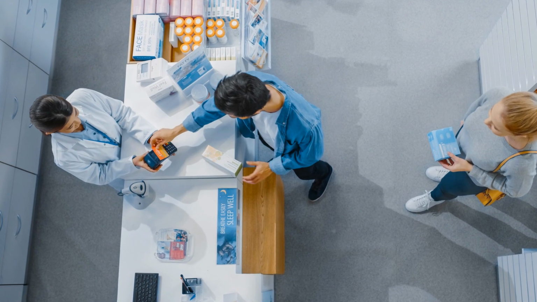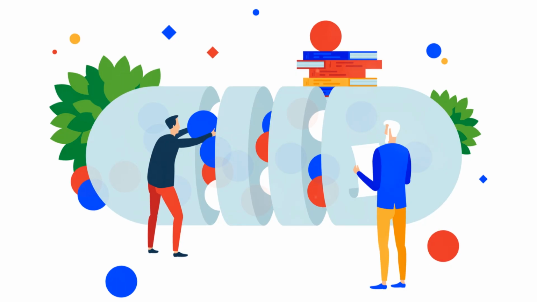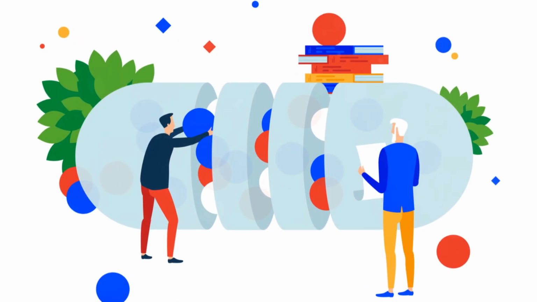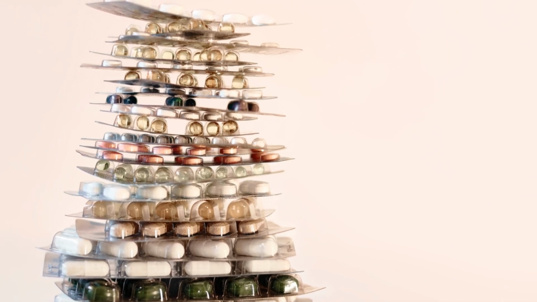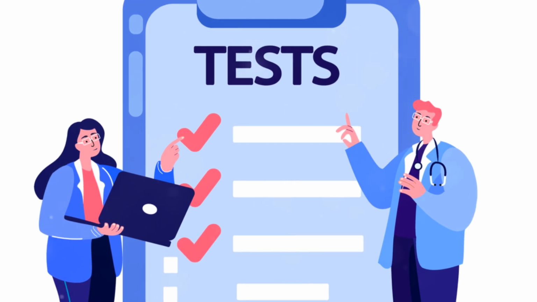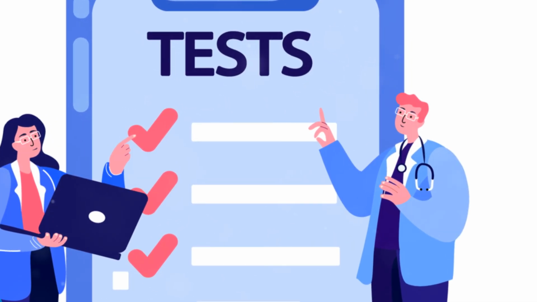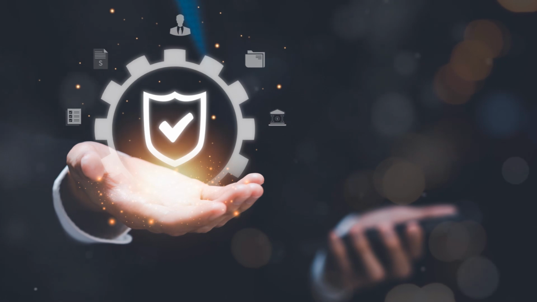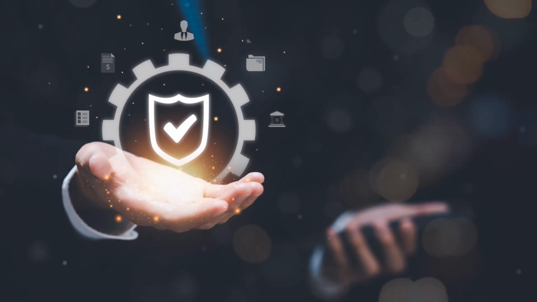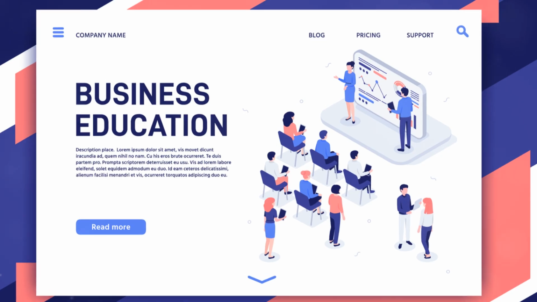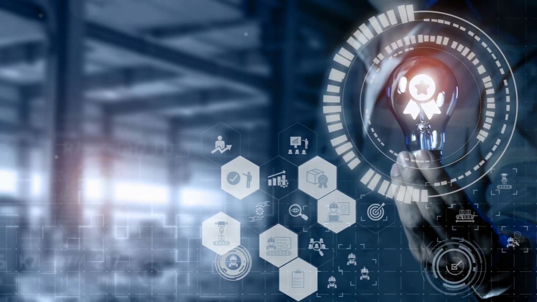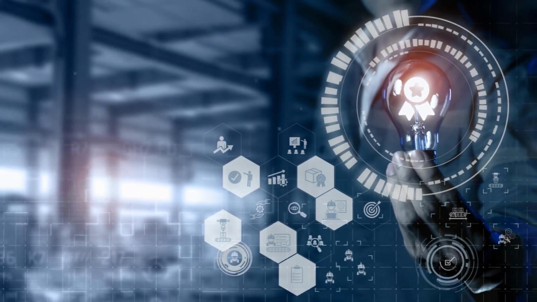Now, why is all this important? In short, effective pharmaceutical quality systems ensure that patients receive high-quality, safe, and effective medications. They minimize risks, enhance transparency, and improve overall operational efficiency. So if you're a quality manager, embracing and implementing the principles of ICH Q10 is crucial. It's not just about compliance, it's about building a culture of quality and continuous improvement.